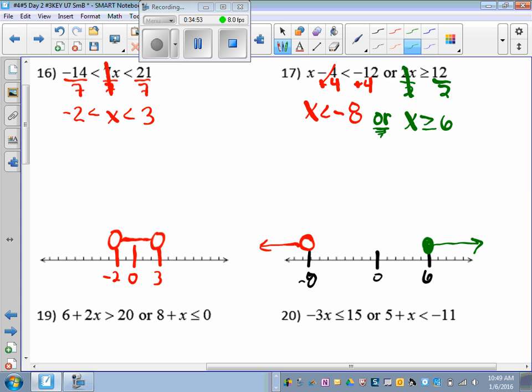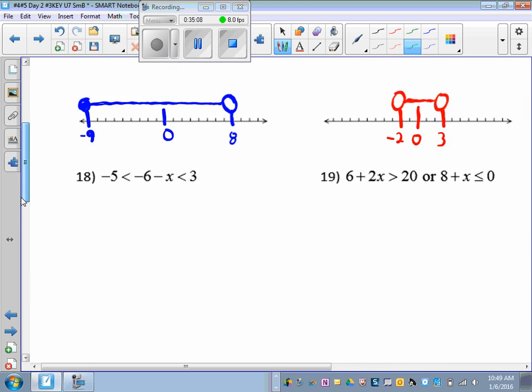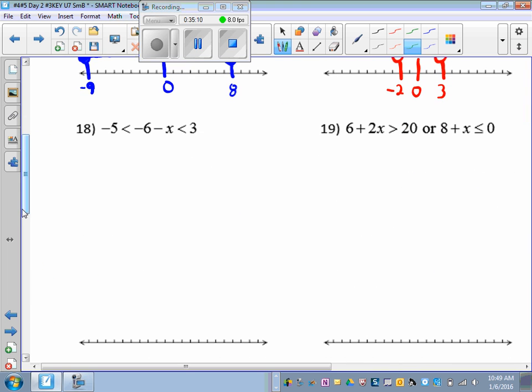Alright, questions on that? I'm gonna do 21 with you, and then I'll have you do. Oh wait, not 21. I'm gonna do number 18 with you guys, so you can see what we need to do when we encounter that negative. All right, so number 18.